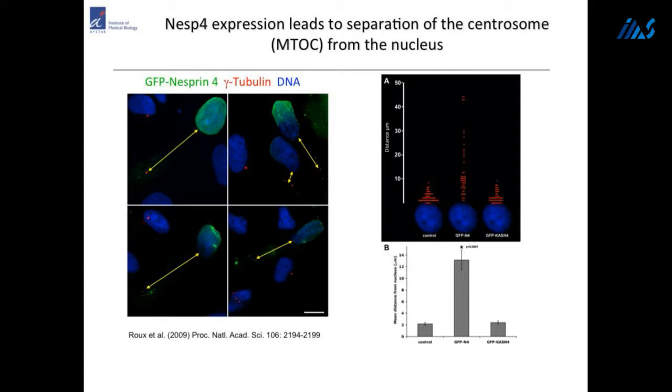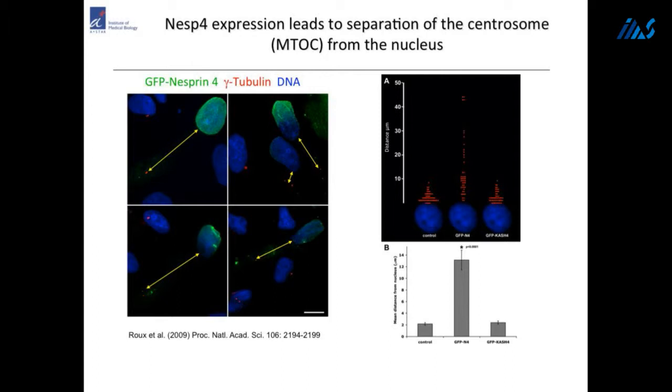The centrosome now, on average, moves about 12 or so microns from the nuclear surface. And it's not unusual to find the centrosome 40 to 50 microns away. So that basically means you have a nucleus at one end of the cell and the centrosome at the other end of the cell. So this is quite a dramatic shift.